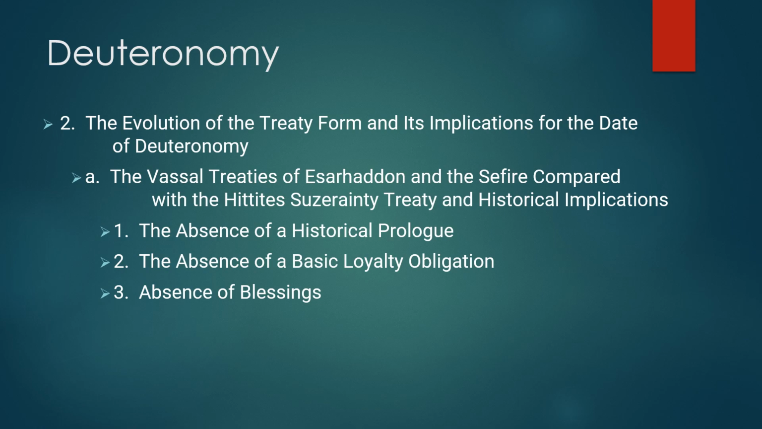Third, absence of blessings also is in keeping with the tone of the Assyrian treaty and is another structural difference between the Assyrian and the Hittite treaties. No blessings are enumerated whatever for keeping the treaty stipulations. In the Hittite treaties, that is a prominent element. In the Assyrian treaties, there are no blessings.